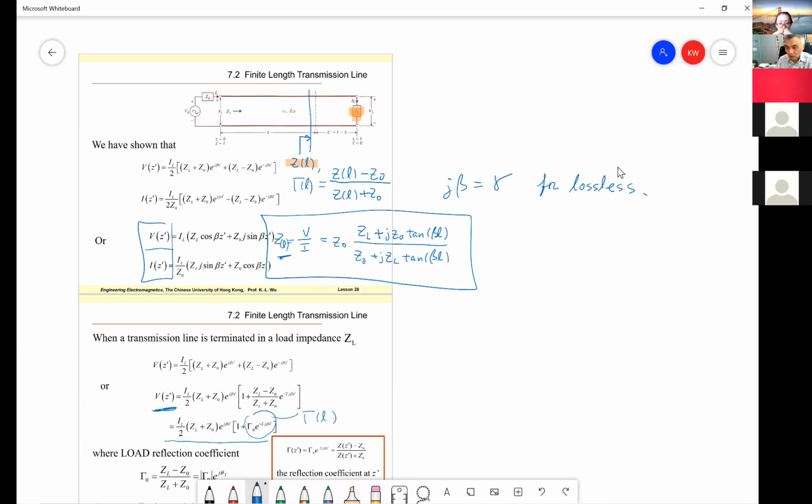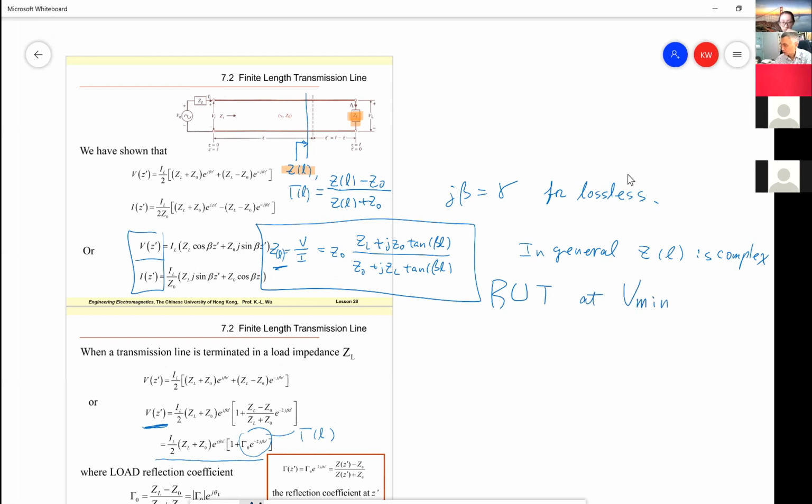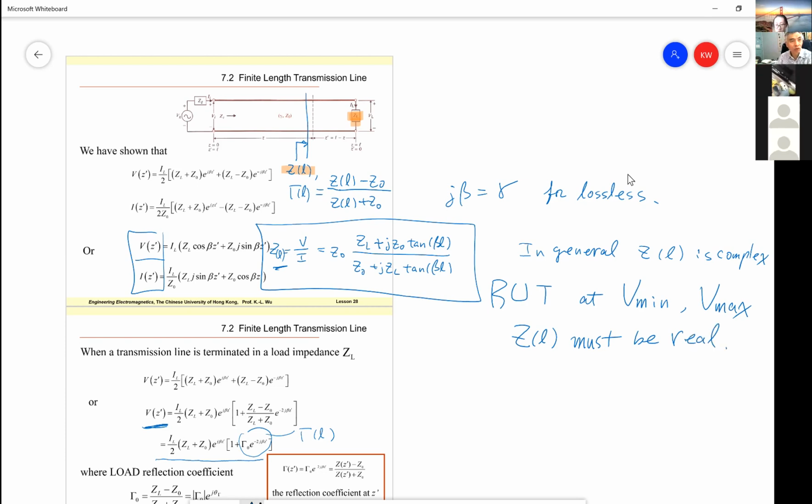And also, in general, the reflection coefficient is complex. But at V minimum and V maximum, it must be real. You can prove this from the expression of this voltage.